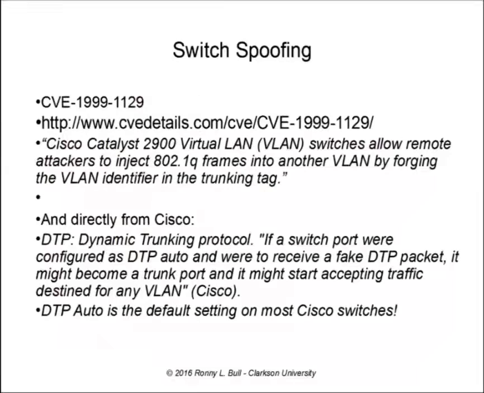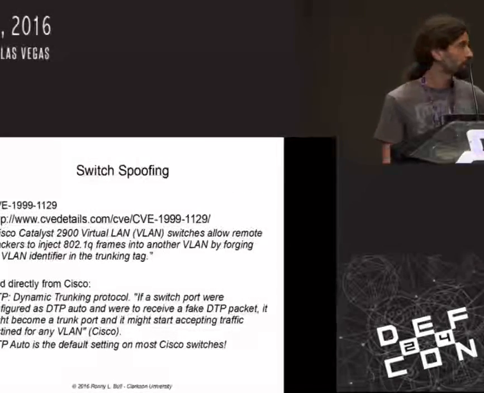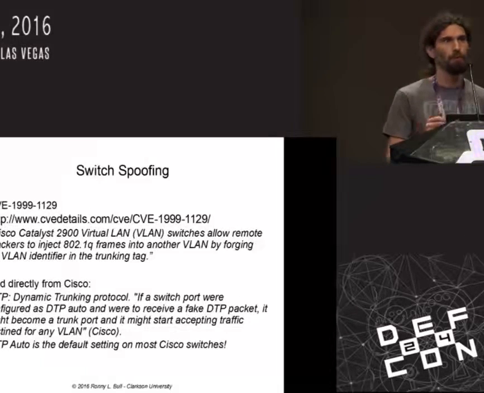Cisco Catalyst 2900 virtual LAN switches allow remote attackers to inject 802.1q frames into another VLAN just by forging the ID tag. And a quote directly from Cisco from one of their white papers about Dynamic Trunking Protocol: basically, if it's enabled, you can send a fake DTP packet out and switch that port from auto into a trunking mode. And we're going to see that is pretty effective across some of the environments.